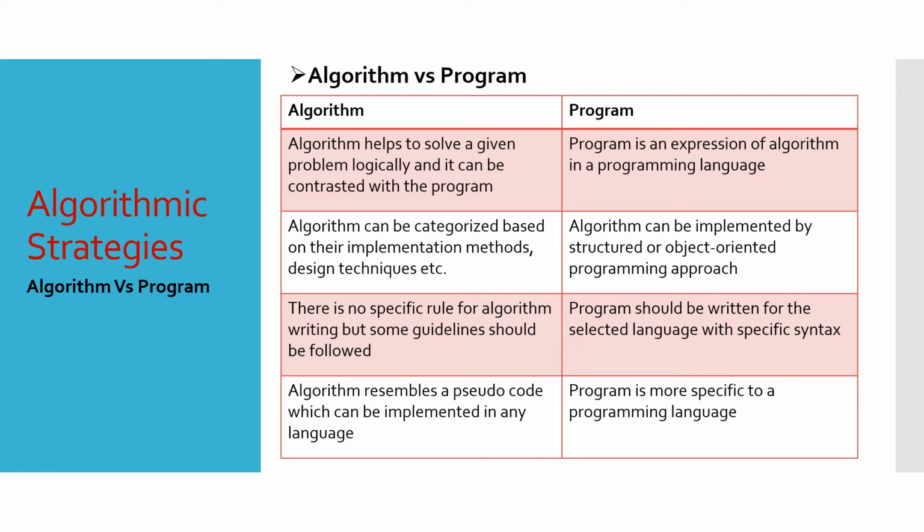And the last point is pretty important. An algorithm resembles pseudocode. I kept saying that all the time. Pseudo is like a dummy code, right? Which can be implemented in any language, and a program is more specific to your programming language, which again we spoke about before. So I think it's good to memorize this table as well, so that if you get questions around that, you can easily answer this point.